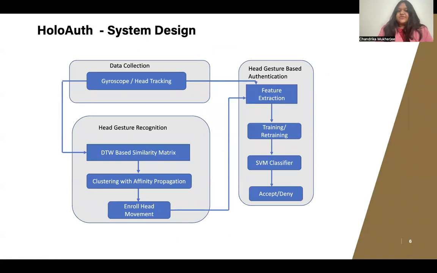The HoloAuth system has 3 different sections. First is data collection, which is done by the HoloLens 2 sensor streaming application. For the head gesture recognition portion, we use the DTW, or dynamic time warping, algorithm to determine a similarity score between 2 head gestures. The affinity propagation algorithm is used to find the appropriate number of clusters, and then the cluster centers are enrolled as exemplars. From the head tracking data, multiple statistical features are extracted, and then an SVM model is trained using new data. Then the performance of the SVM model is evaluated.